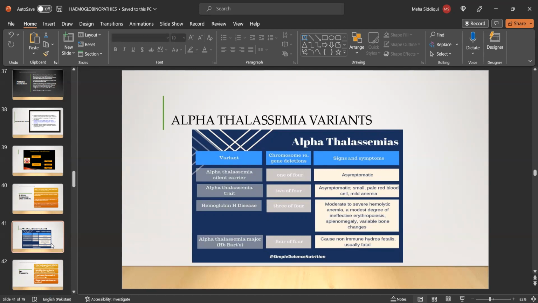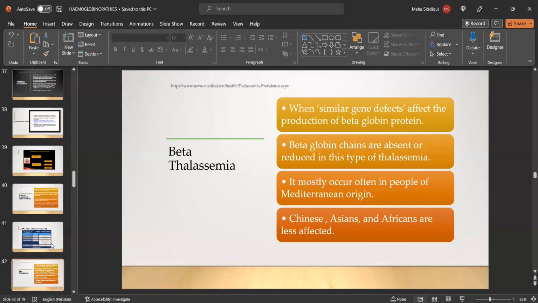Then the third variant is hemoglobin H disease, which occurs due to deletion of 3 out of 4 genes, and it is moderate to severe hemolytic anemia, with modest degree of ineffective erythropoiesis, splenomegaly, and variable bone changes. The fourth variant is alpha thalassemia major, which is also known as hemoglobin Bart's, and it occurs due to deletion of 4 out of 4 genes and causes non-immune hydrops fetalis, and it is usually fatal.